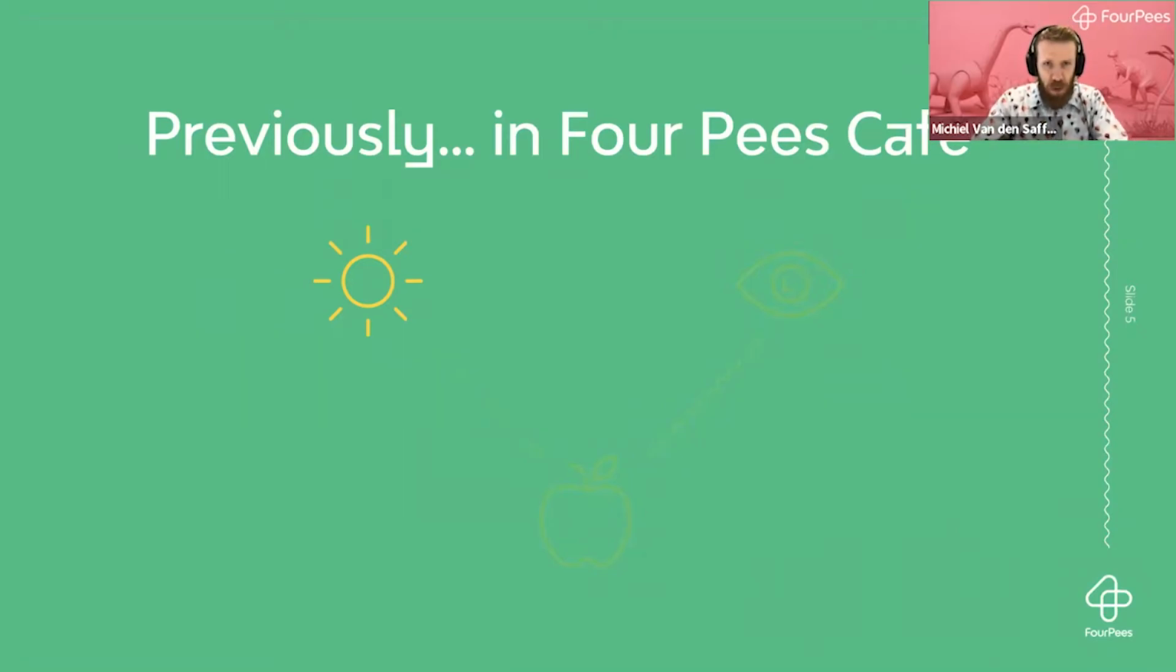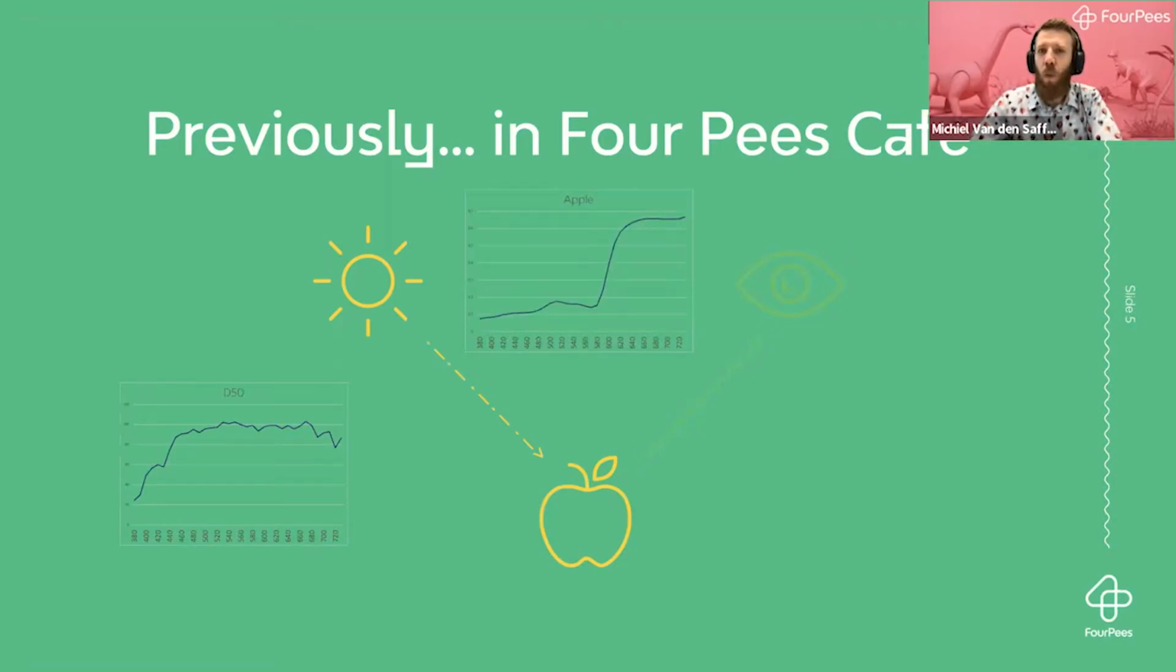So previously in Four Pees Café, what have we seen? Well, the very first color management cafe was all about light. So we have our light source that has a certain amount of radiation. We have an object that reflects and absorbs certain amounts of radiation. We have our observer that is only seeing certain amounts of radiation, and all of that multiplied by each other gives you a certain color impression. And with that, we had reached how light becomes color and how people actually see color.